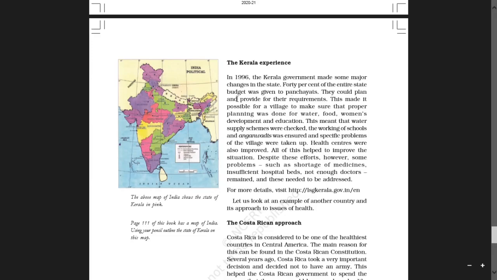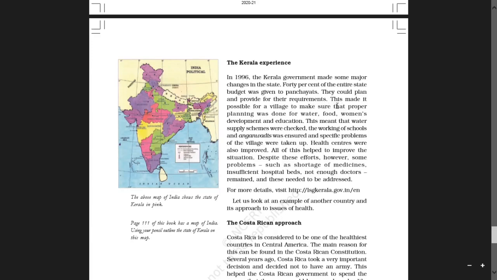40% of the entire state budget was given to panchayats. In that budget, it was passed that 40% of the entire state budget would be given to the panchayats. Panchayats means local governing body of villages, boys. Panchayat belongs to village areas, their government. They could plan and provide for their requirements, whatever they required.